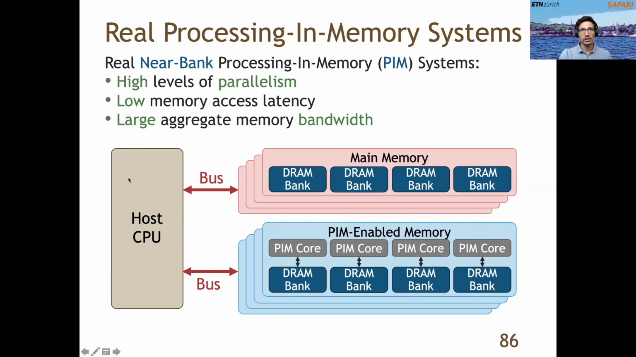This is a toy representation of a typical processing in memory system, similar to the ones that we can already find in the market. Observe that the host CPU is connected to some DIMMs of DRAM that are still working as the main memory, but then also connected to the memory channels and the memory bus. We have some DIMMs of PIM-enabled memory, where we find DRAM banks, but we also find some processing elements that we call here PIM cores.